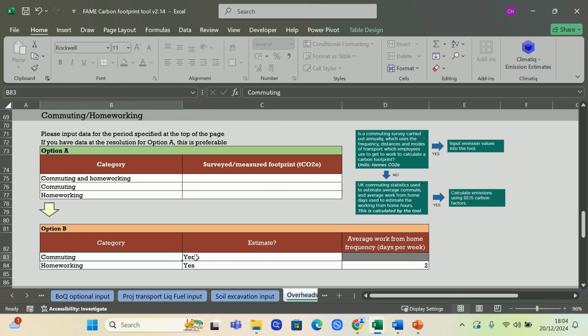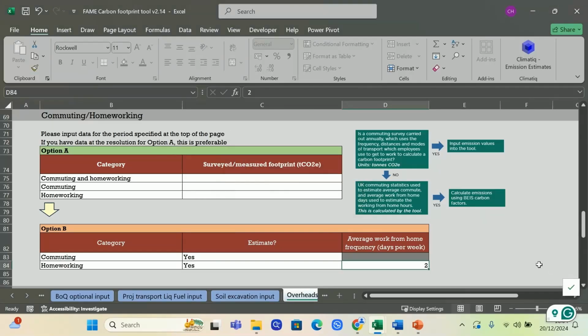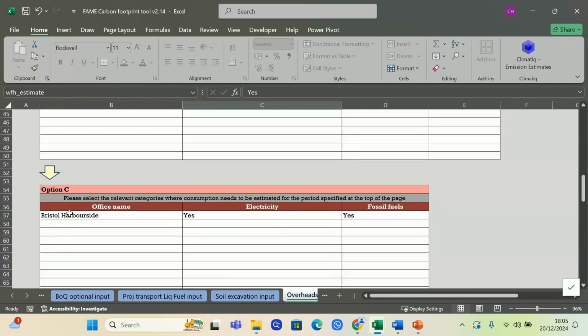So the commuting estimate is based on UK statistics and the number of employees, as I've already said, and home working is based on the number of hours worked at home by an employee if they're working X amount of days per week. So this can only be a number between 0 and 7, obviously, because there's only 7 days in a week. These you have to follow the drop down. Sorry, I don't think I explained what the estimate was for this.